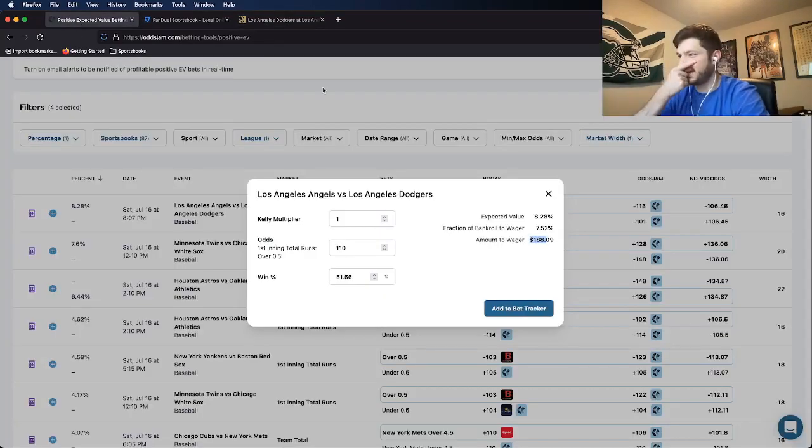I also note that the yes run first inning hit in this game yesterday. It's hit a couple times. It's hit a lot of times for the Angels, actually. So I do like this one.